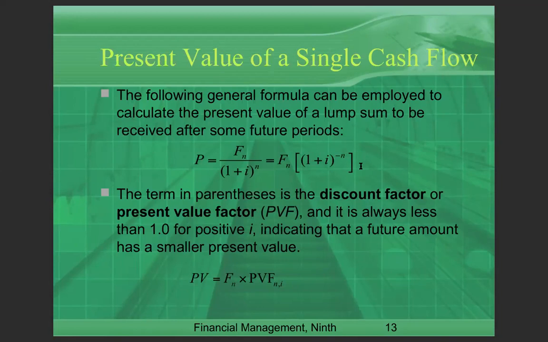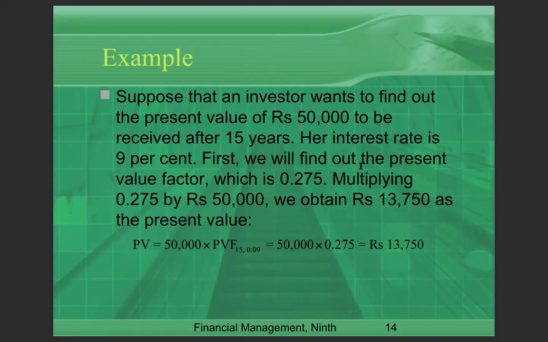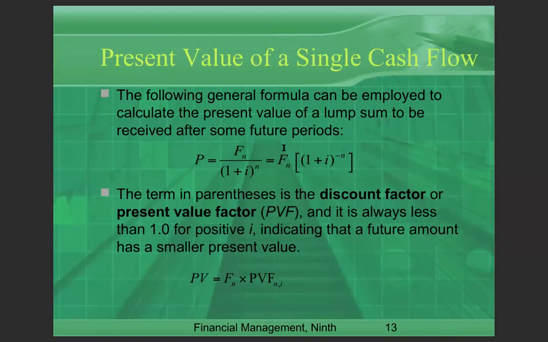So let's take an example. Suppose that you are an investor and you'd like to know the value of 50,000 to be received after 15 years, if the rate of interest is 9% or 0.09. How do you calculate it? 0.09 is the I and 15 is the N, and in the future you're going to receive 50,000. What is the present worth of that 50,000? Calculate and tell me quickly.